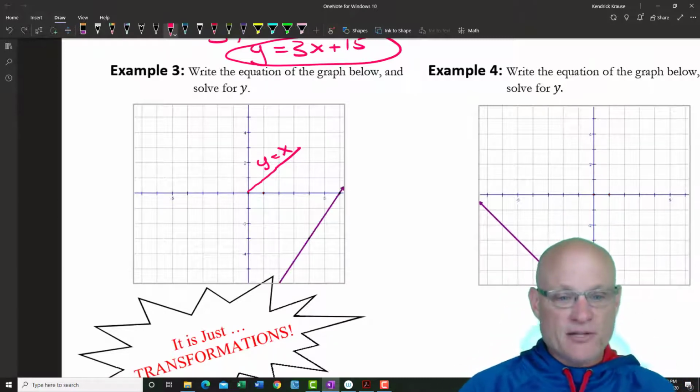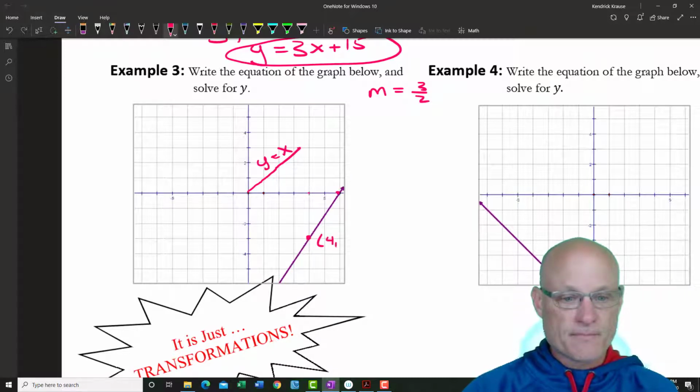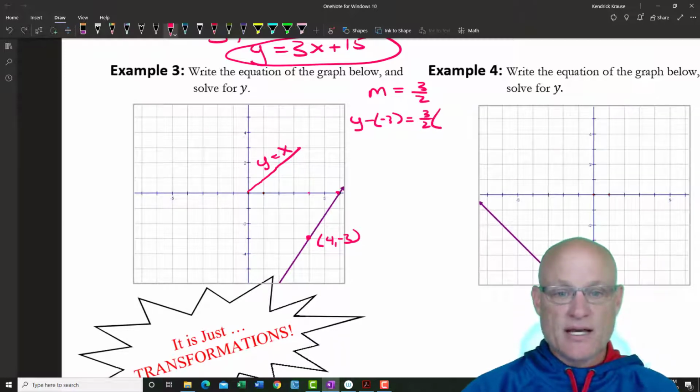So in this case, my slope is up 3 over 2. So my m is positive 3 over 2. And I'll use this point right here. That point is (4, negative 3). So I do y minus negative 3 equals 3/2 times (x minus 4). Sorry about that.